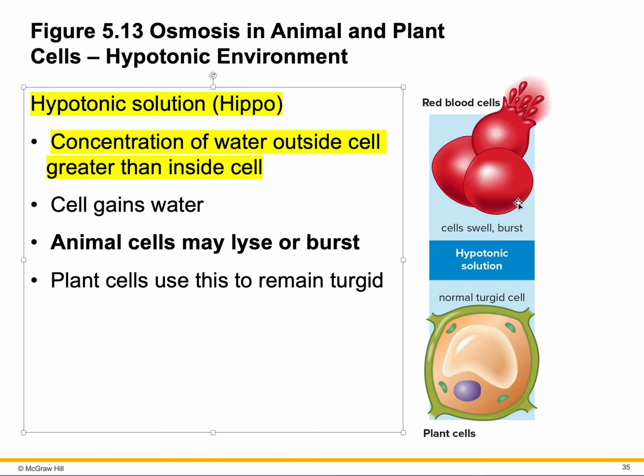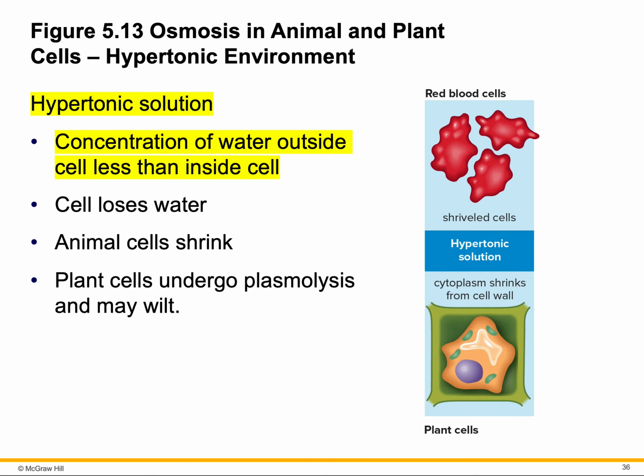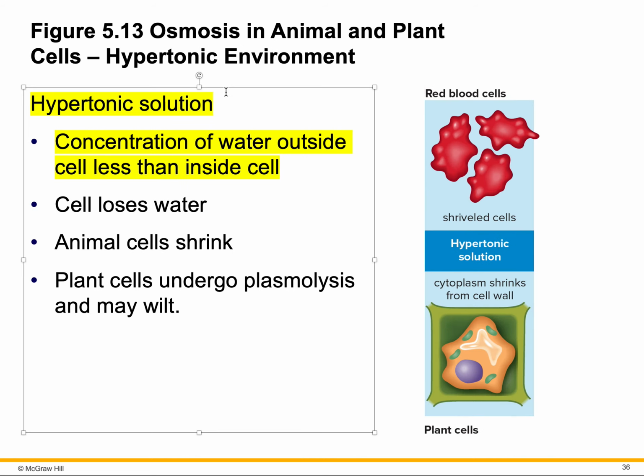Plant cells will not burst. Hypertonic, these are going to be really skinny cells, like they're shriveled, really sad shriveled cells. They're probably in a saltwater solution, and that's why they're getting really skinny. So the concentration of water outside the cell is less than inside. The cell will lose water, and they shrink. Plant cells undergo plasmolysis. Plasmolysis means that the plasma membrane pulls away from the cell wall.